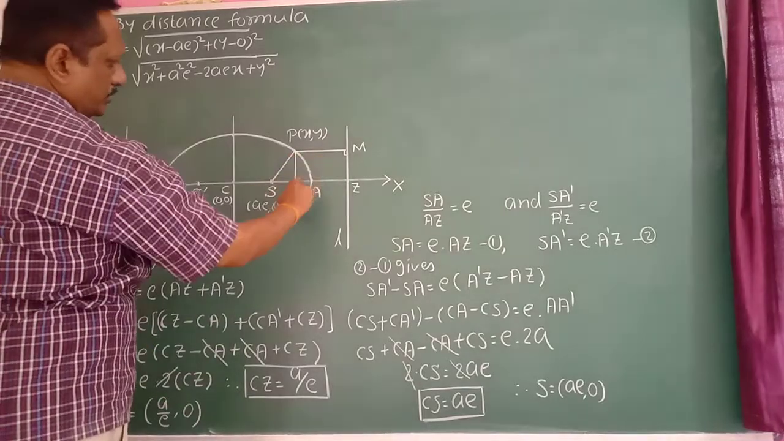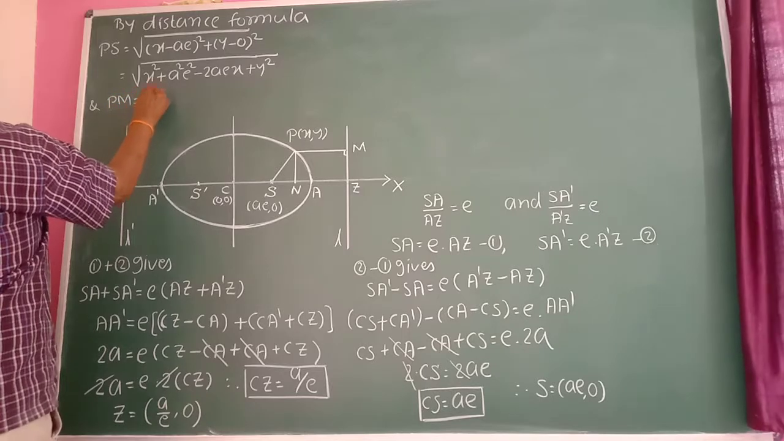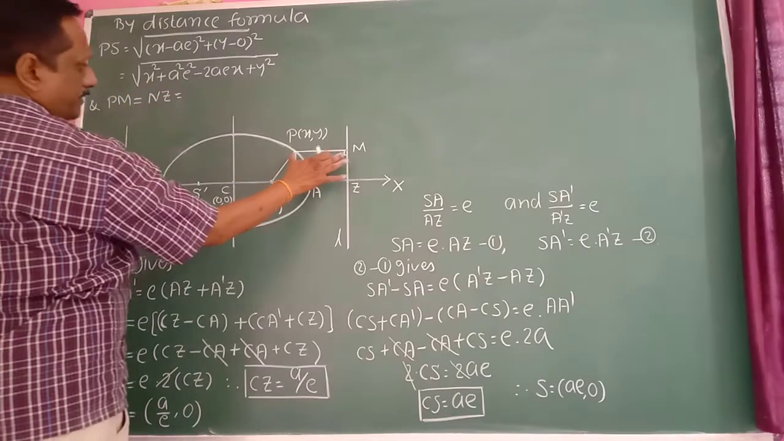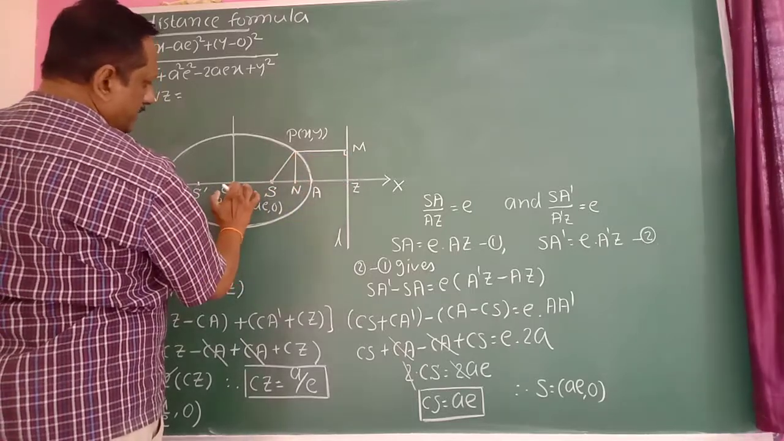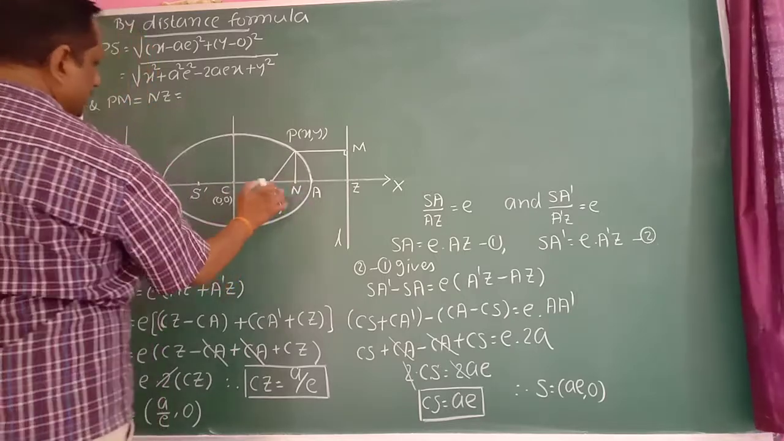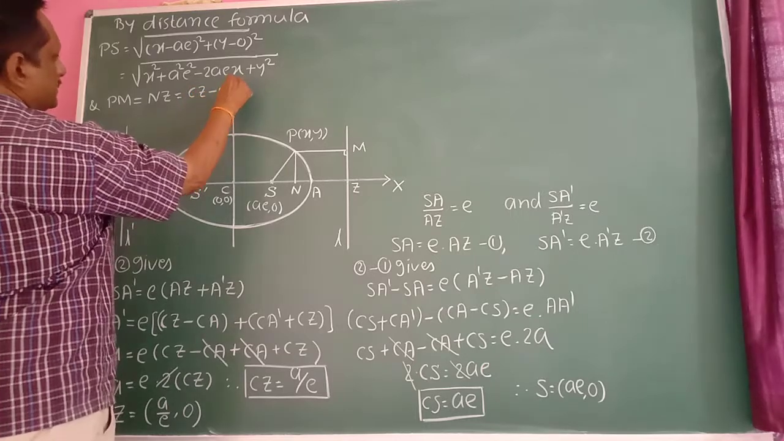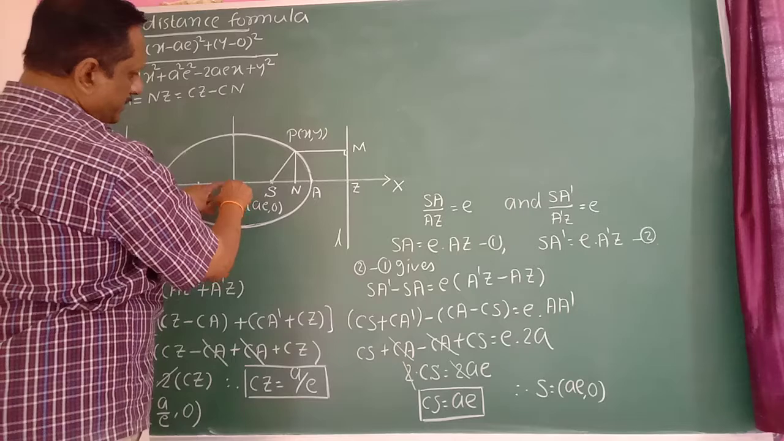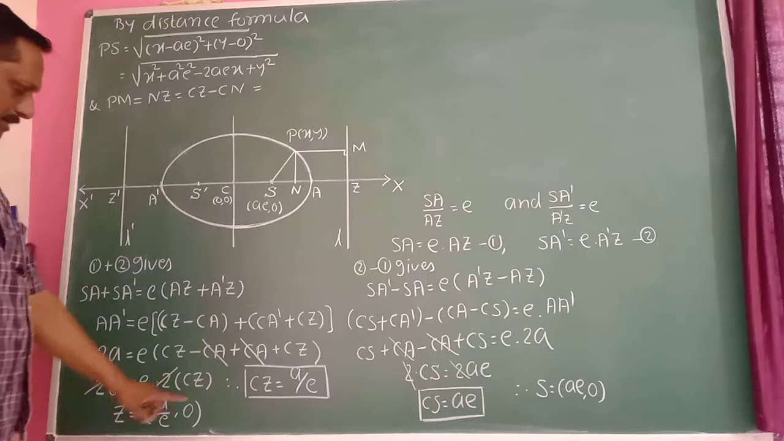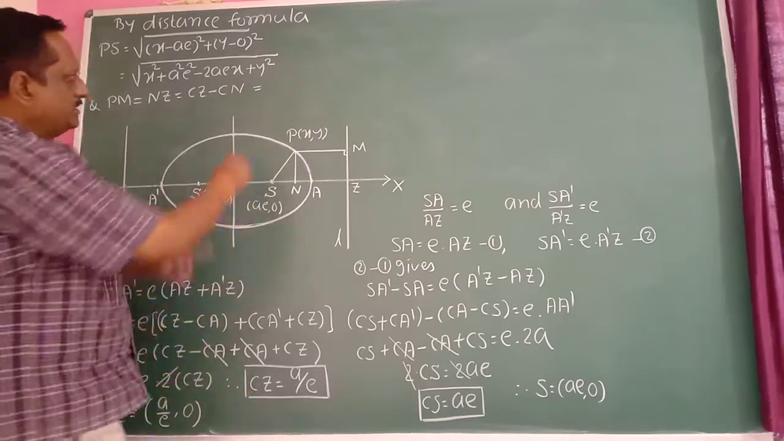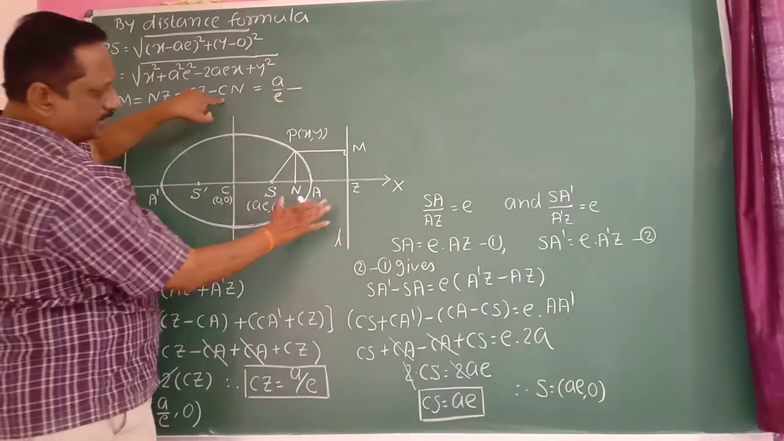And this PM is equal to NZ. From the diagram only, PM is equal to NZ. NZ can be written as CZ minus CN. So CZ minus CN becomes this NZ. And you already proved CZ is equal to a upon e. So CZ is a upon e minus CN here.